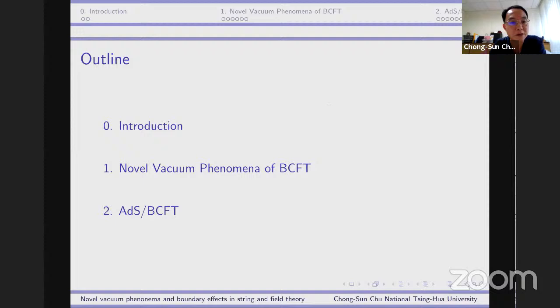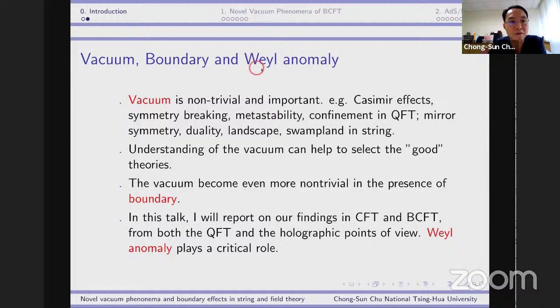The story is based on three things: vacuum, boundary, and Mach anomaly. Vacuum is certainly very important to physics. It's fundamental and relevant for a lot of things. For example, in quantum field theory, effects like the Casimir effect, symmetry breaking, metastability, and confinement in QCD are all consequences of fundamental properties of the vacuum. In string theory, of course, we know mirror symmetry, duality symmetry, the landscape, and even the swampland are hot topics of research. So understanding of the vacuum can also sometimes help us to select good theories. For example, this is the idea of the landscape and swampland.